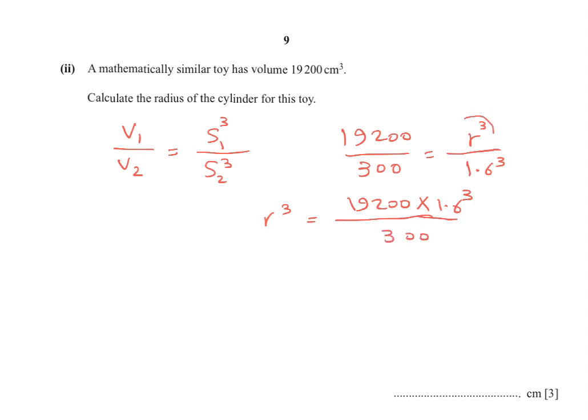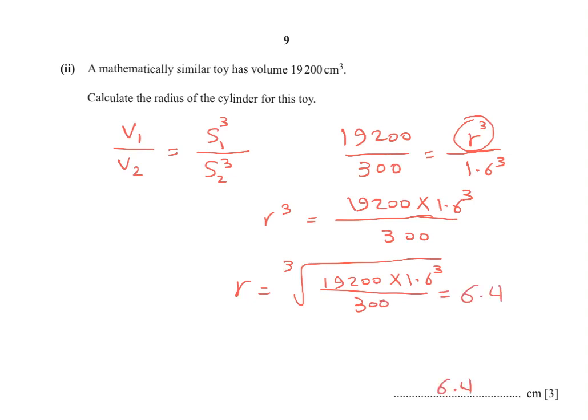Then you get r cubed. To find r, take the cubic root of 19,200 times 1.6 cubed over 300, and you get a radius of 6.4.